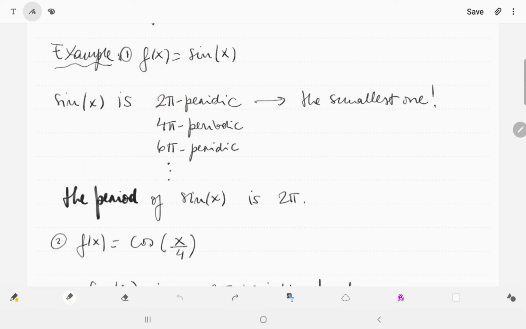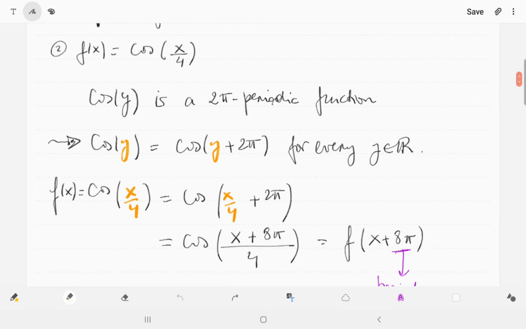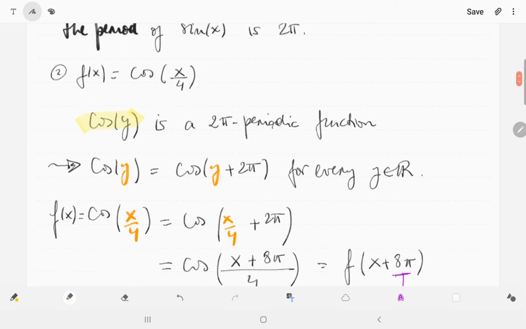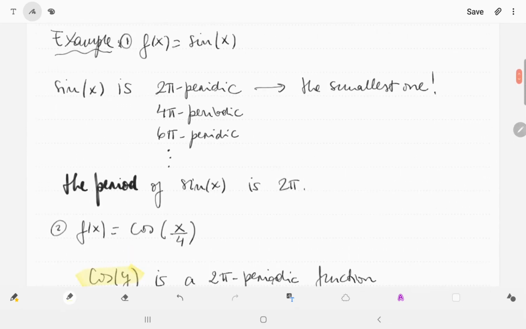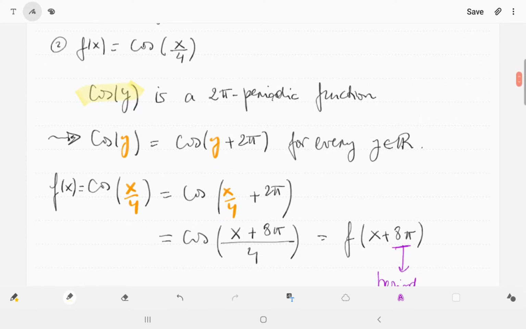And how about this other example, cosine of x over 4. We know about cosine. Cosine is pretty similar to sine, and is a 2 pi periodic function. So this function f is a slight modification of cosine. Knowing the period of the function cosine, which is 2 pi, we are going to find the period of this function f, which is cosine of x over 4.